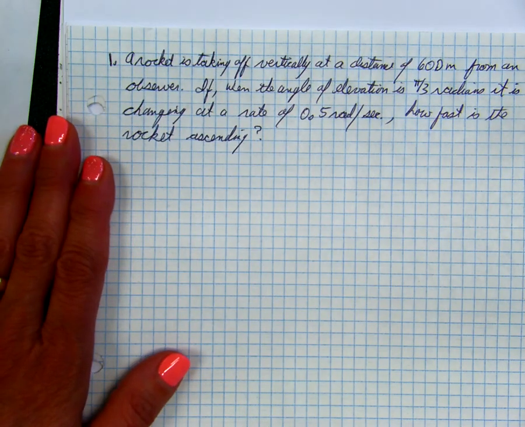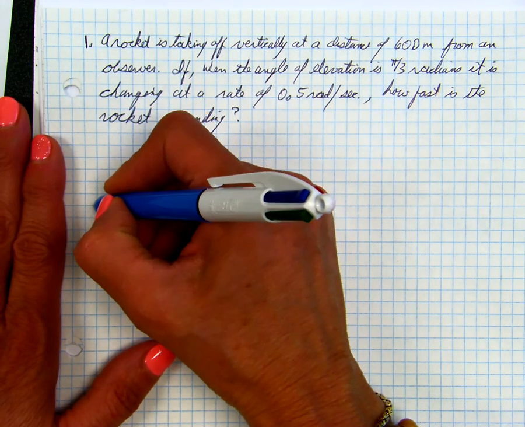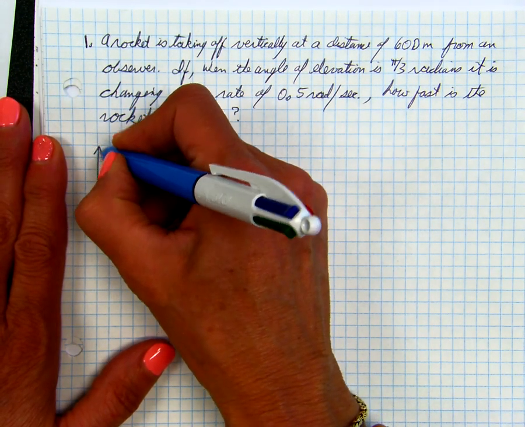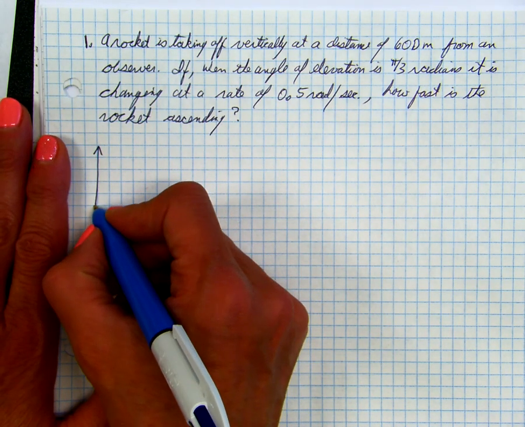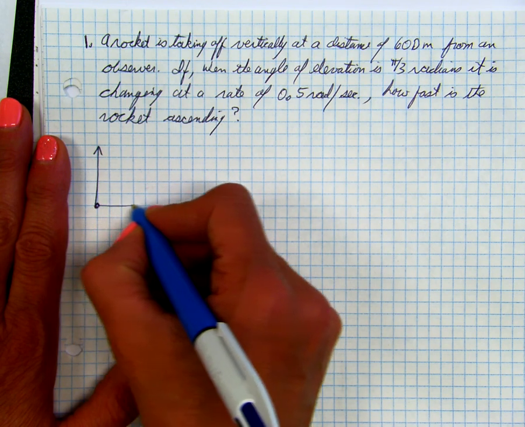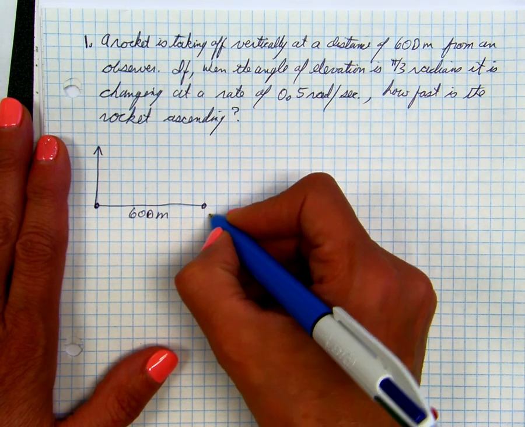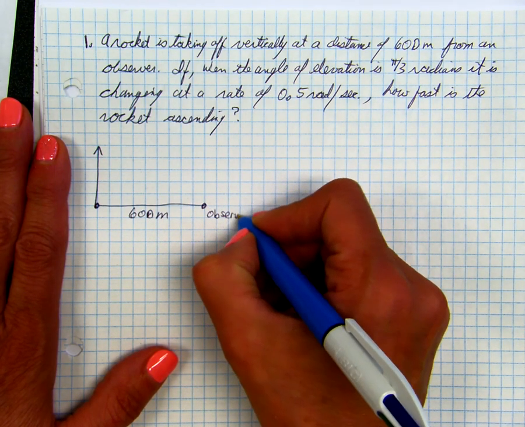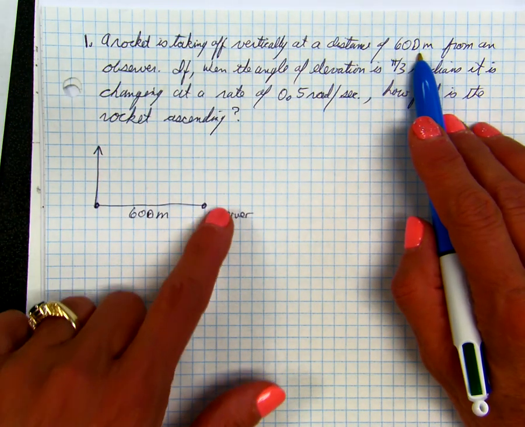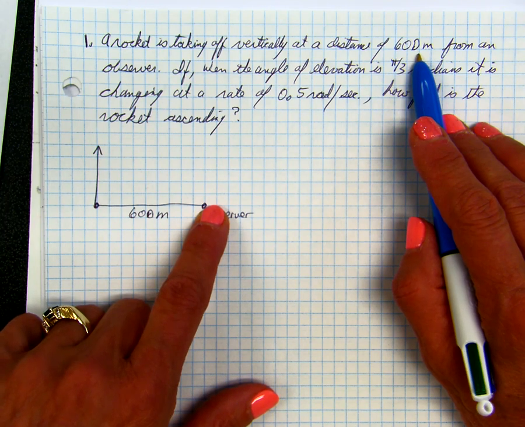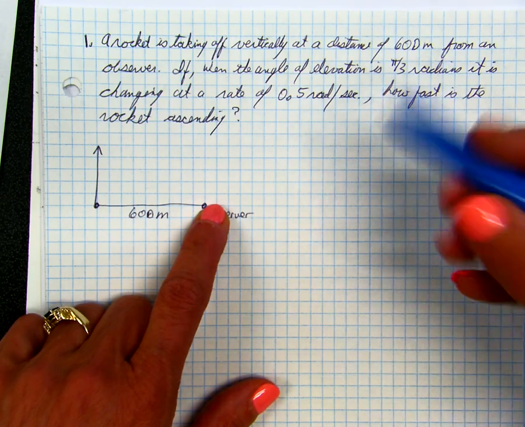Okay, so let's just draw a quick little sketch of this. So we've got a rocket that's taking off vertically. So here's my rocket ship heading up, and it's at a distance of 600 meters from an observer. So here's the rocket launch pad, and 600 meters away, here is the observer. If when the angle of elevation is pi by 3 radians.